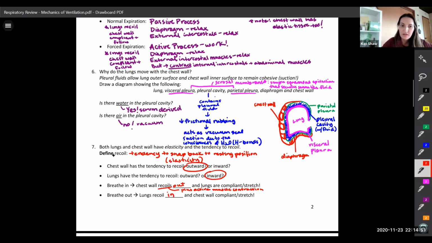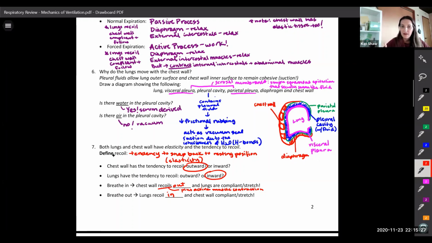So the dynamics are such that when you breathe in, the chest wall recoils out. Breathe in, chest wall recoils out, but I noted here, you also have the active muscle contraction as well. Right? That's the main effect, is active contraction of the diaphragm, of the external intercostal muscles, but you have the elastic properties that aid that too, to allow for the chest wall to move out, and the lungs are going to stretch. They're compliant with that movement.